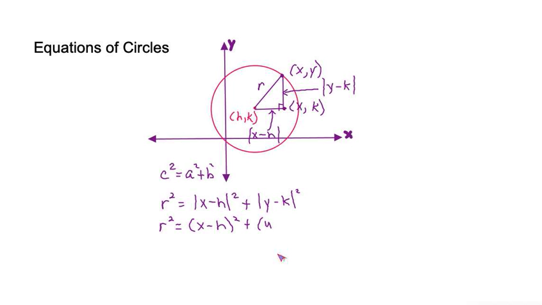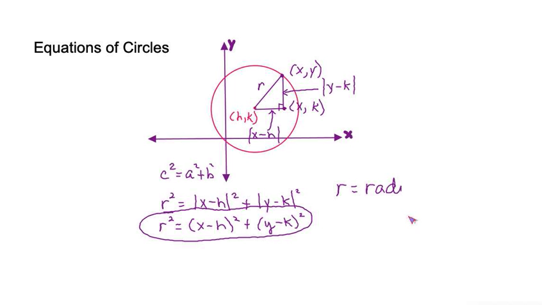Now, hopefully this looks very familiar to you. This is beautiful. We've derived the equation of a circle. r is the radius in my equation, and the center is (h, k). That's the center.